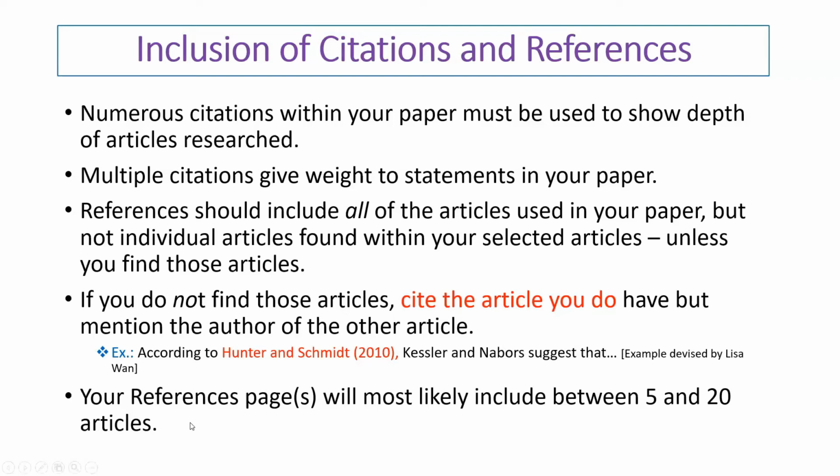And then know that your references will most likely be somewhere between 5 and 20 articles, unless you're going to be writing your dissertation. And then there's going to be quite a few more than 20 articles. But for your basic undergraduate paper, between 5 and 20.